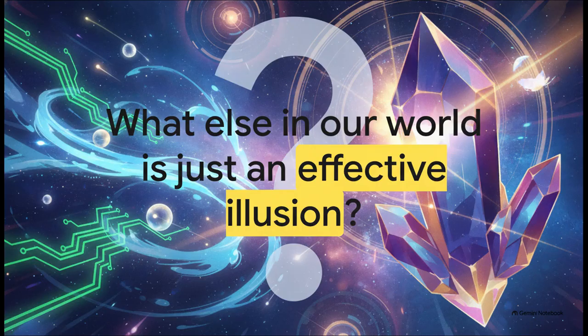So we've seen how the mass of an electron, something we normally consider a hard fundamental constant, is, at least inside our technology, just a highly useful mathematical illusion created by its environment. So I want to leave you with this somewhat provocative thought. If the mass of the universe's basic building blocks is really just a matter of perspective, what else about our physical world is just an effective illusion?